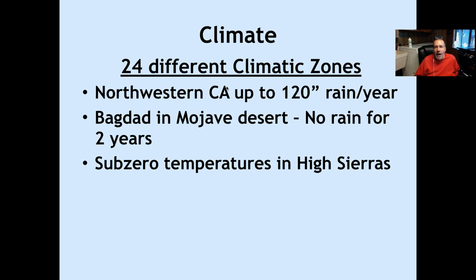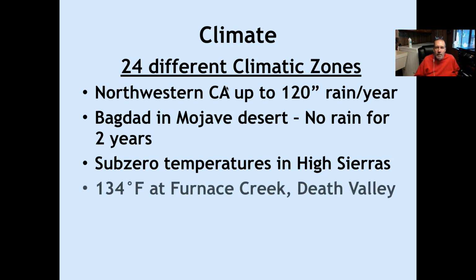You get up high in the mountains near the crest of the Sierra Nevada, and you can be below zero. You can have winters that extend for 8-10 months out of the year, very short growing seasons. But again, plants and animals have adapted to even living in those really extreme climates.